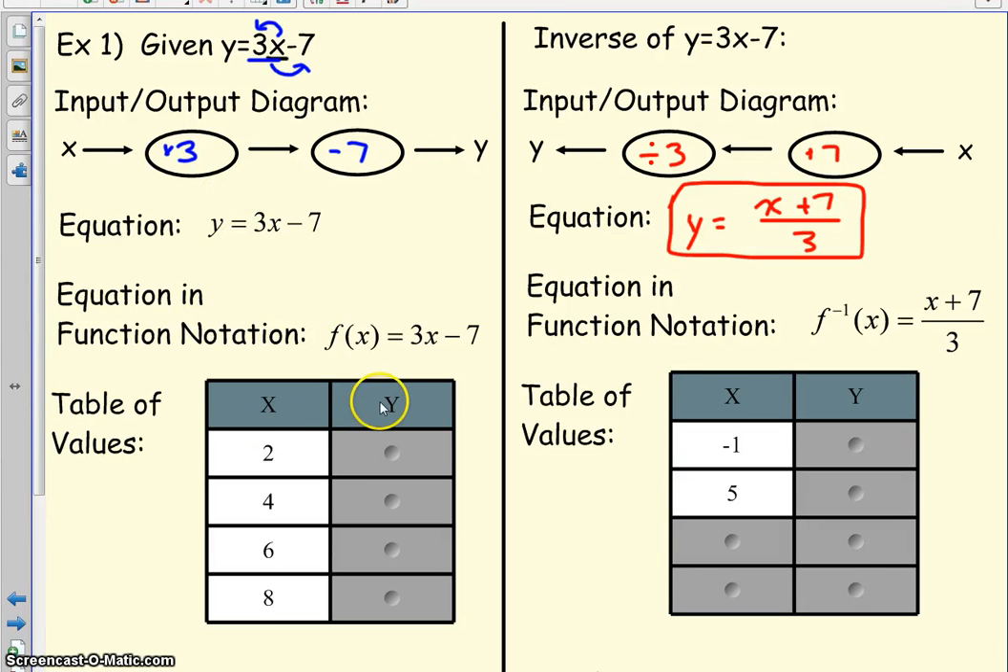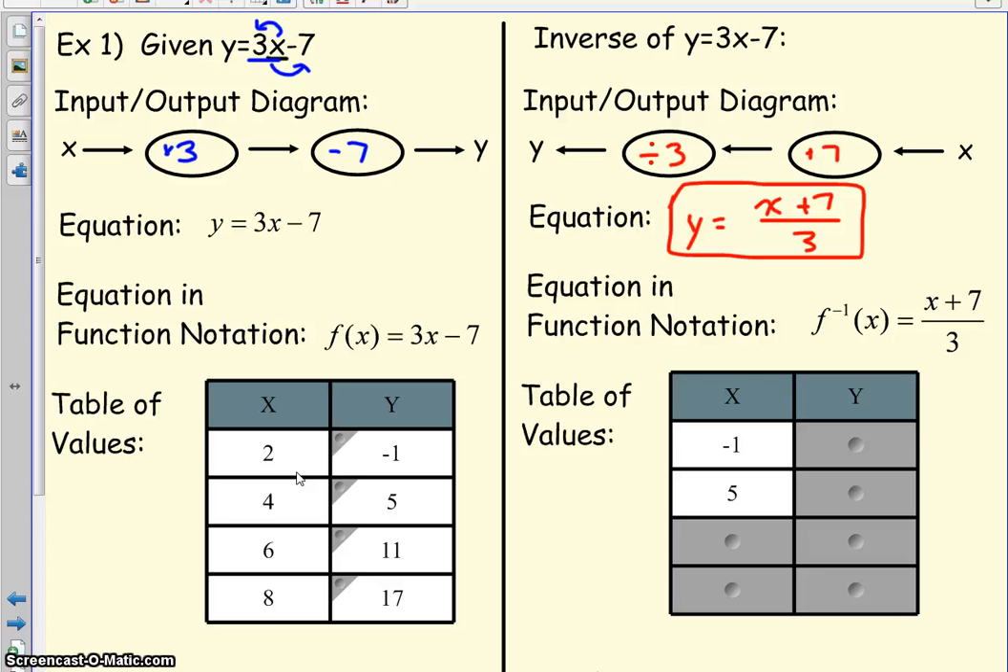Okay, so there's some other stuff I'm going to have you do here. So there's a table of values down here. I just want you to create for this line. So when x equals 2, if I put into the function here, I get 3 times 2, which is 6, minus 7, which is negative 1. Okay, when x equals 4, 3 times 4 is 12, minus 7 is 5. And if I repeat the process here, I'm going to get a certain number of points here.